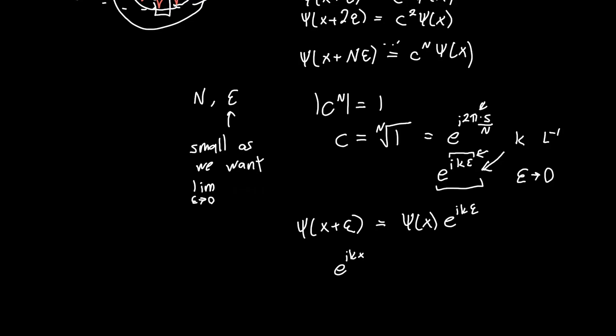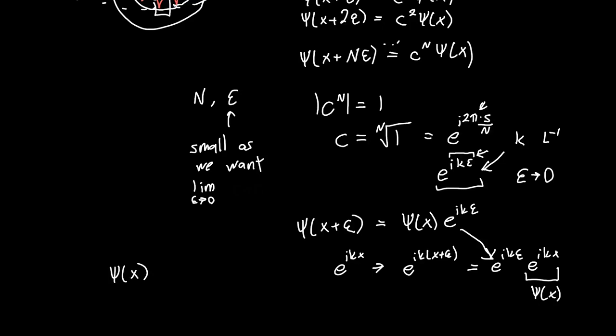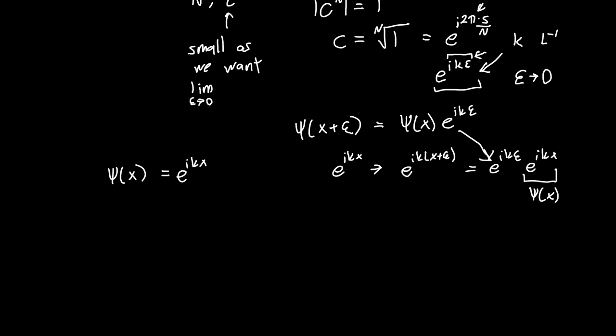So when you plug in x plus epsilon, that gives you e to the i k (x plus epsilon), which is equal to e to the i k epsilon times e to the i k x. And this was our original wave function. This is what we were looking for. And so we know that psi of x is going to be of the form e to the i k x. But is that the only thing that it could be? Is there anything else we can do to this psi of x to make this more general?